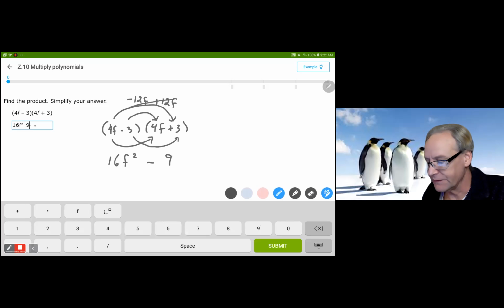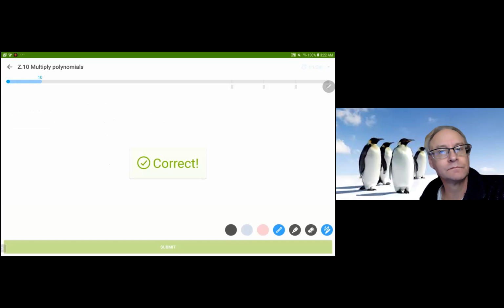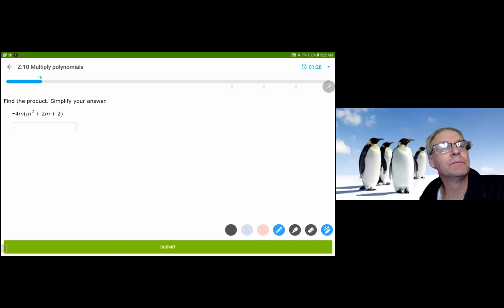Oh, I missed my subtraction, didn't I? Try again. Minus, oh, it still didn't go. What's wrong with it? Minus, there we go. Right there, looks good. Got to space that out, otherwise it thinks you're multiplying them.